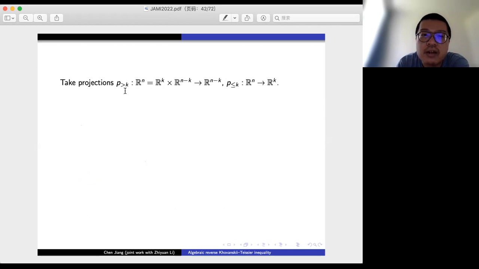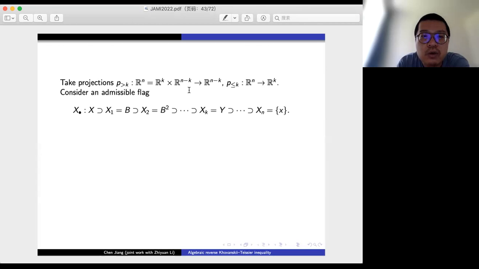So we just take the projection of this Euclidean space to R^k and R^(n-k). This is the projection to the first k coordinates, and this is the projection to the last n minus k coordinates. Then actually we can introduce an admissible flag like this. We take X to be X0, and X1 to be just a divisor in |B|, and X2 to be the complete intersection of B. And then Xk is just Y.